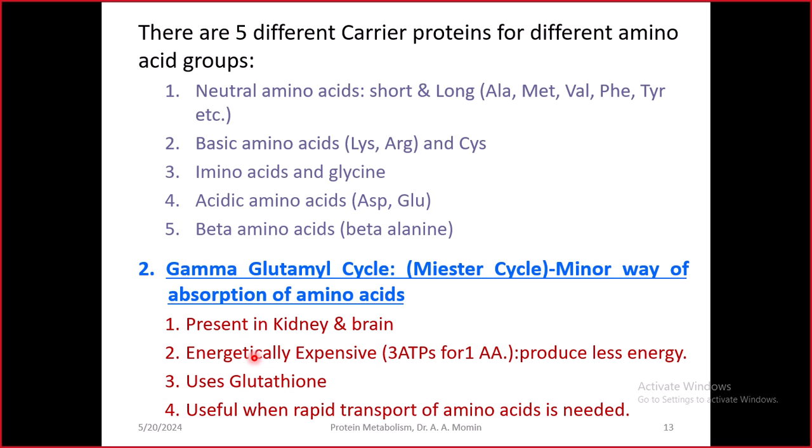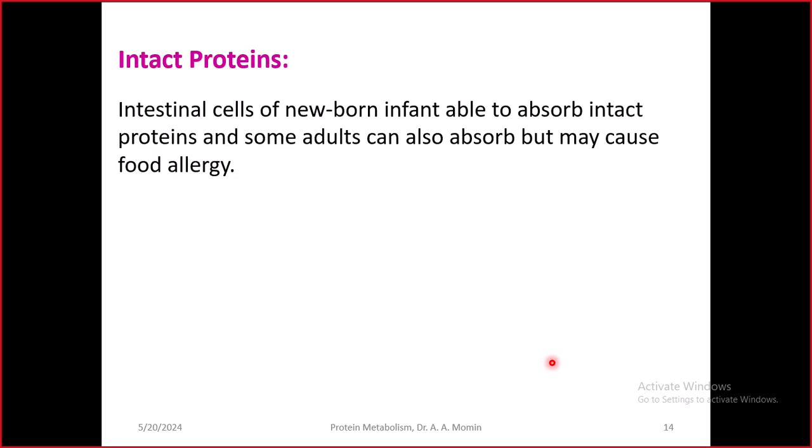In comparison to the production of energy from amino acid, the utilization of ATP is much higher. So it is a secondary, very less utilized transport mechanism for the amino acid. It uses the protein glutathione, which has 3 amino acids, glycine, cysteine and glutamate, and it acts as a transport protein in this cycle. It is useful when rapid transport of amino acid is needed.